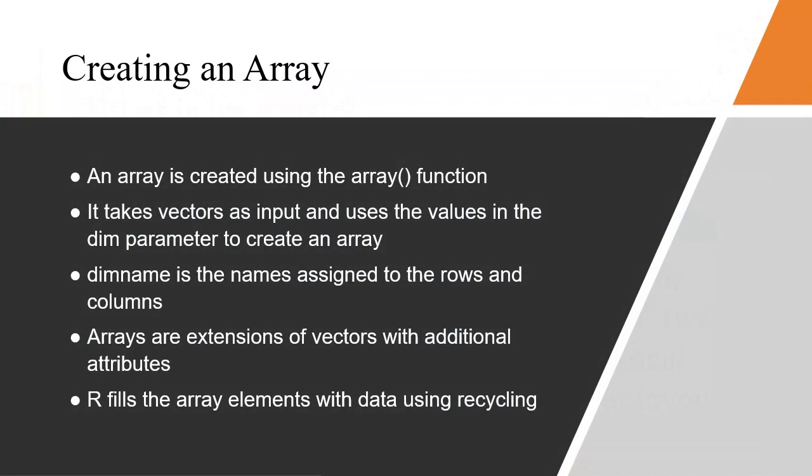An array is created using the array function. It takes data and uses the values in the dim argument to create an array. The data can be in the form of vectors. We can give names to the rows, columns and matrices in the array by using the dimnames parameter. Arrays can be thought of as vectors which are stored with additional attributes, giving the dimensions and optionally names for those dimensions. R fills the arrays using the given data with the recycling concept.